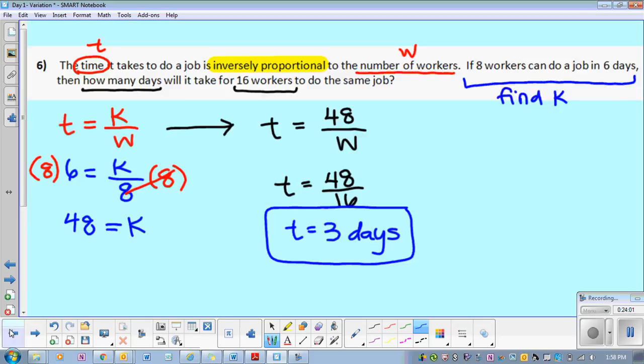All right, so do me a favor, go to the back of your packet again, and we're going to try number 2. I want you guys to take a minute or two and try number 2. David Bott, I just want to try it.